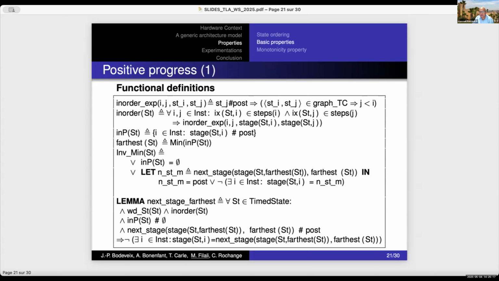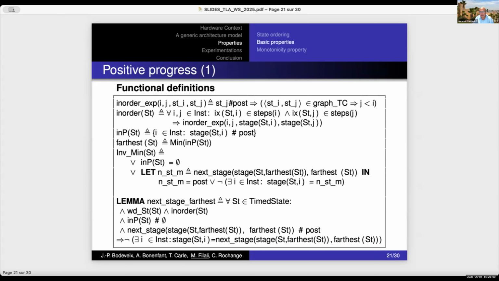either its next stage is post, then the farthest instruction can move to the post stage, because the post stage is a virtual stage where everyone can move, or there is not any instruction on the next stage of the farthest instruction, and then the farthest instruction can move to its next stage, and again the pipeline is not globally stalled thanks to the move of this farthest instruction. And this is stated formally in this lemma.